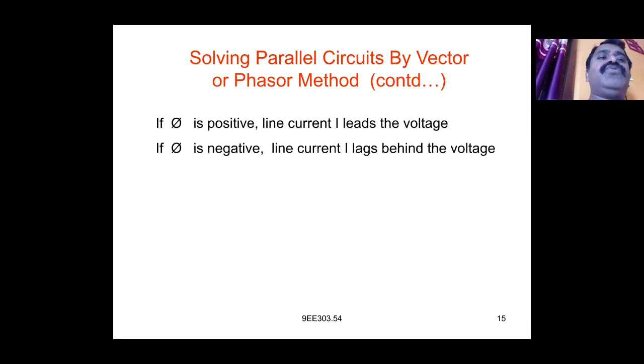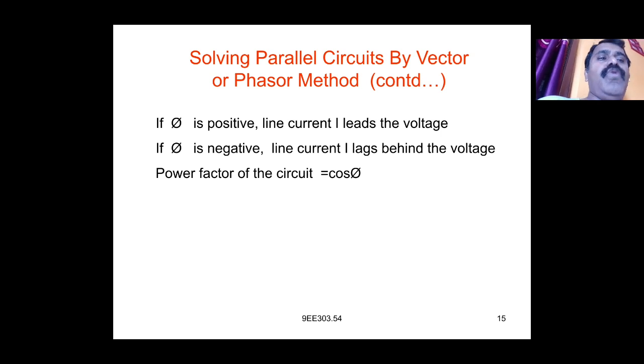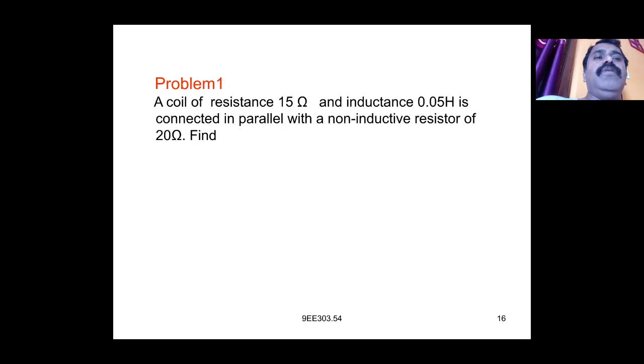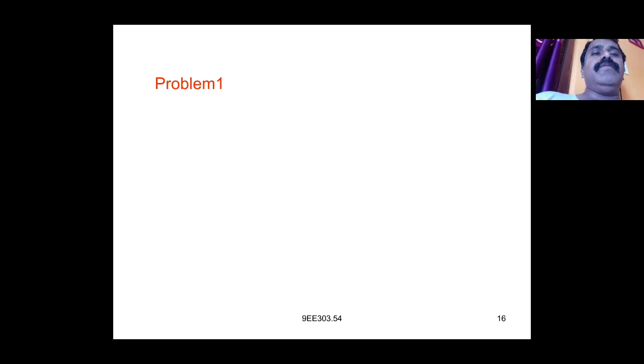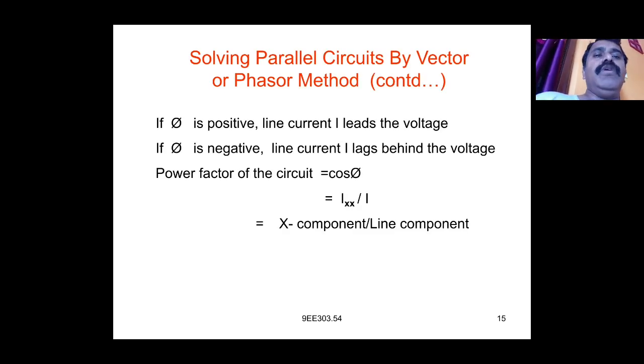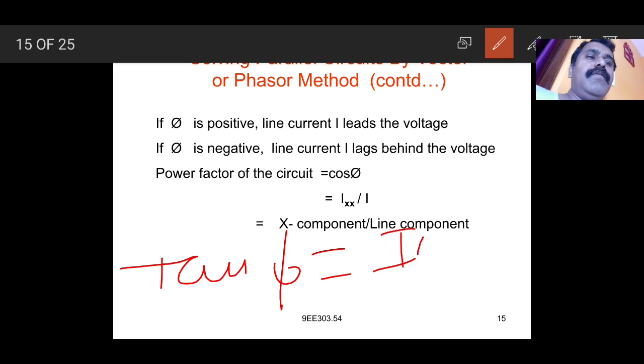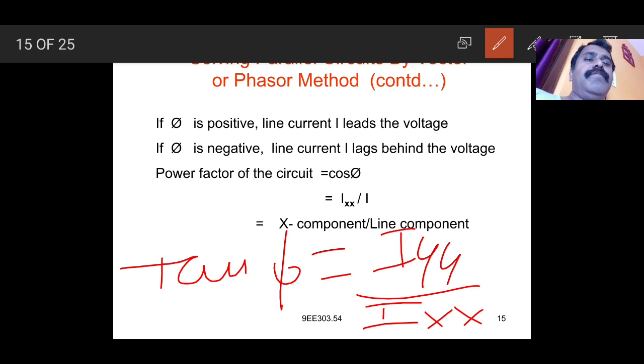If phi is positive, line current I leads the voltage, but if phi is negative, line current I lags behind the voltage. Power factor of the circuit is equal to cos phi, which is equal to Ix by I, the x component by the line current. So we can see here that phi is positive. Power factor of the circuit we can find as cos phi is equal to Ix by I, or we can also find tan phi as Iy by Ix. Anything is same.